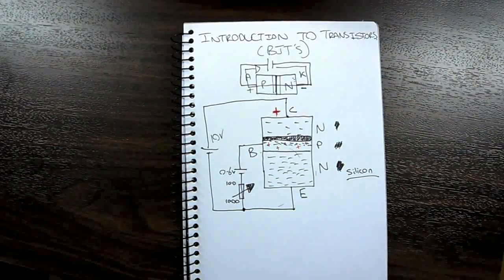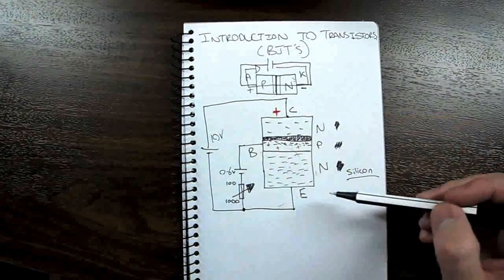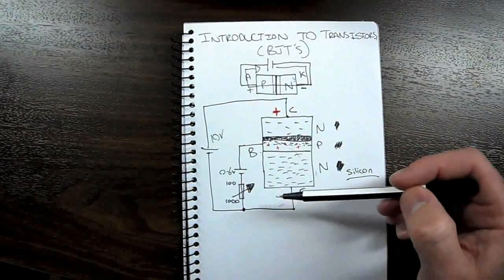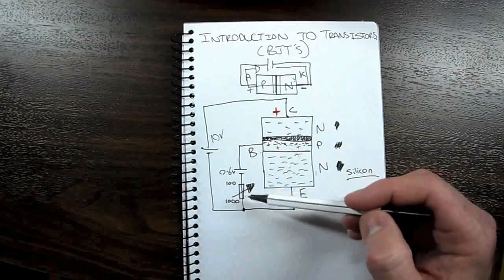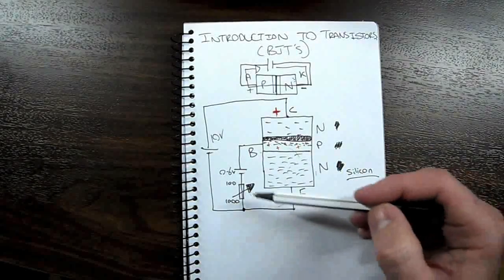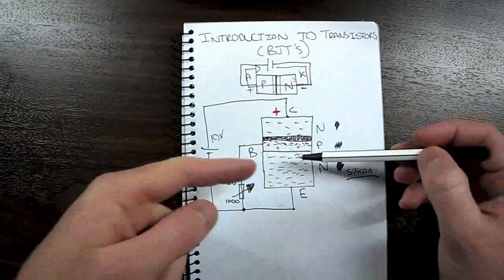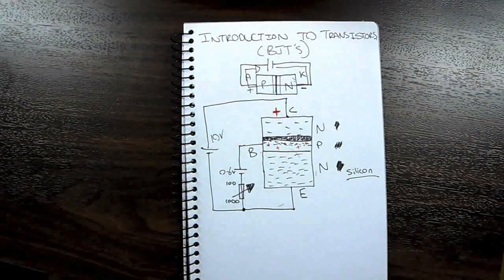So a BJT acting as an amplifier is something very similar to this. We forward bias the base emitter. We then put in a signal on the base which will increase or decrease the electrons going through the base, or the current going through the base, which then gets amplified through the collector. So let's have a look at this analogy and see how we go.